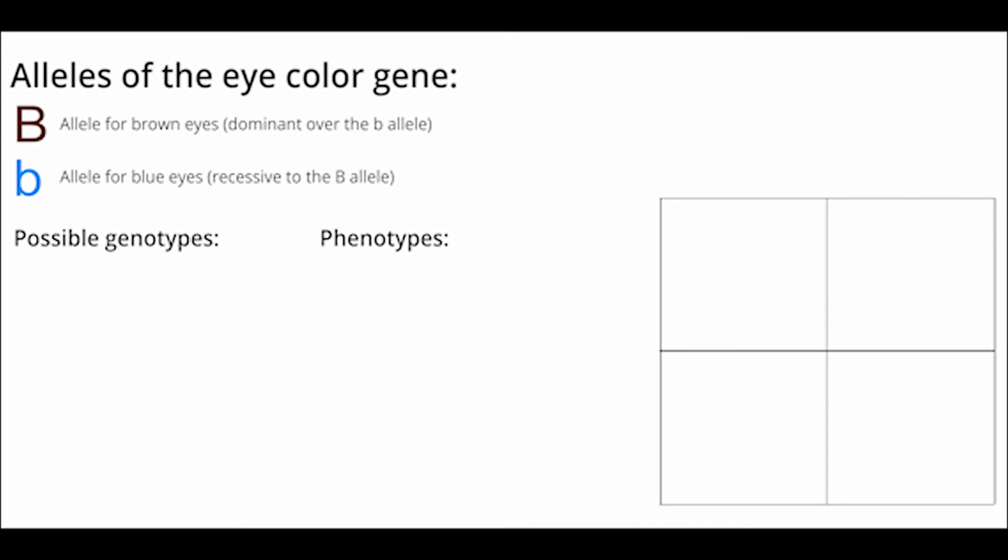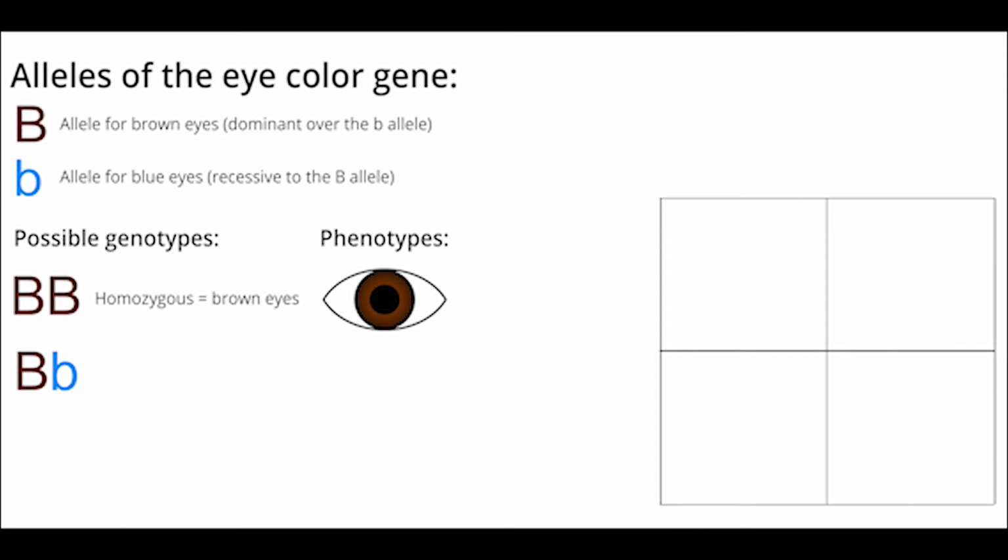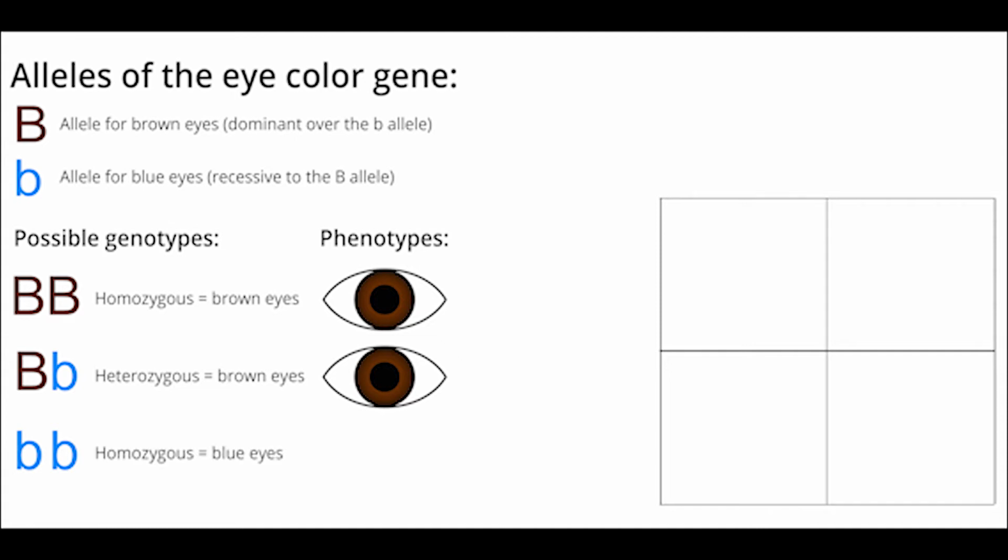If the genotype is 2 capital B's, then it is homozygous and the phenotype is brown eyes. If the genotype is 1 lowercase b and 1 capital B, then it is heterozygous, and because the brown allele is dominant over the blue allele, the phenotype will be brown eyes. If the genotype is 2 lowercase b's, then it is homozygous and the phenotype is blue eyes.